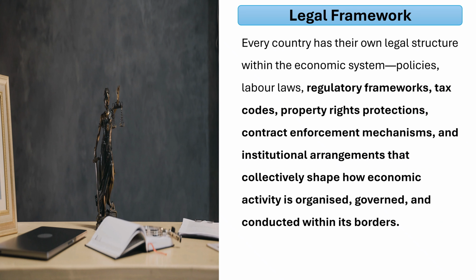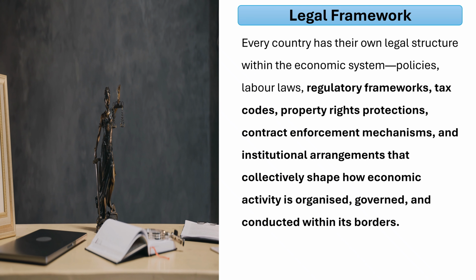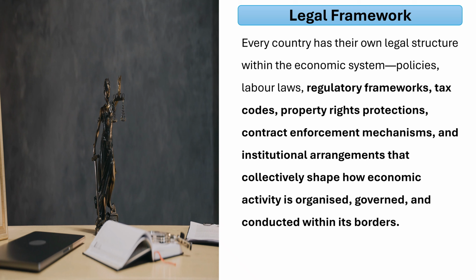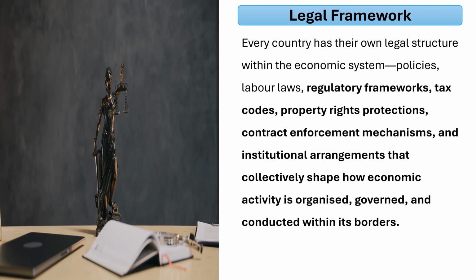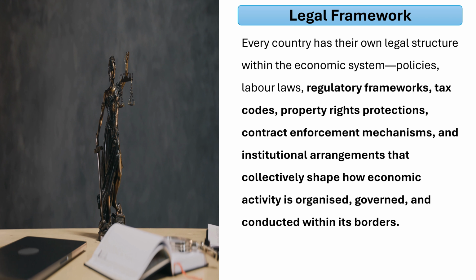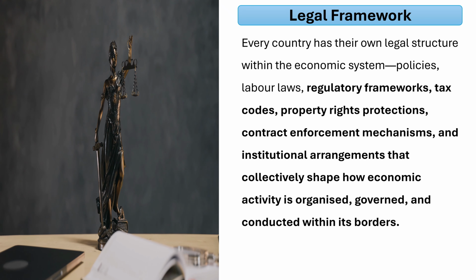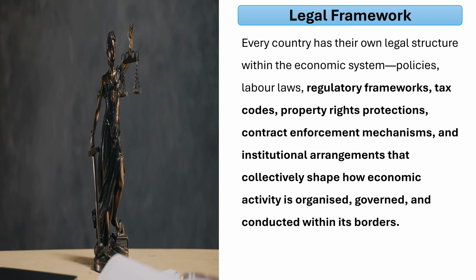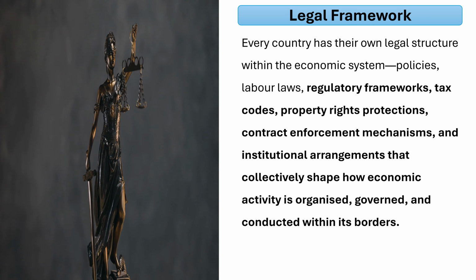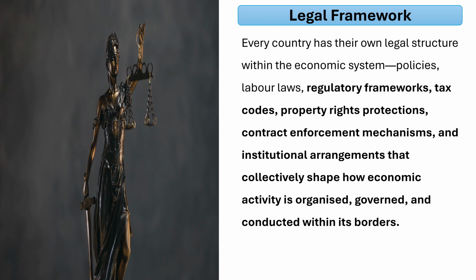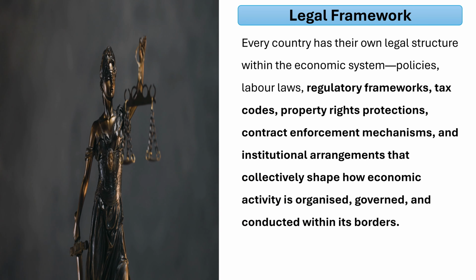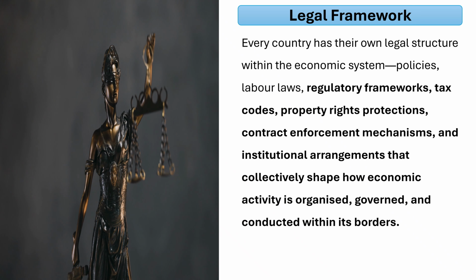Legal framework. Every country has its own legal structure within the economic system: policies, labor laws, regulatory frameworks, tax codes, property rights protections, contract enforcement mechanisms, and institutional arrangements that collectively shape how economic activity is organized, governed, and conducted within its borders.